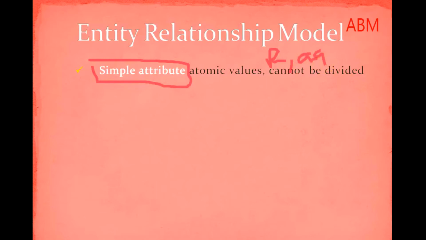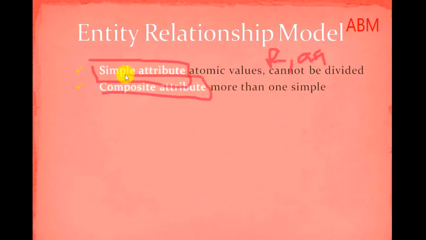Okay, composite attributes are those with more than one value. In composite attributes we usually store more than one value. For example, in the name we will store the first name, also we will store the middle name, also we will store the last name. So the name is a composite attribute because it has more than one value.